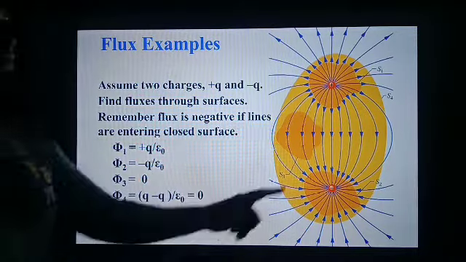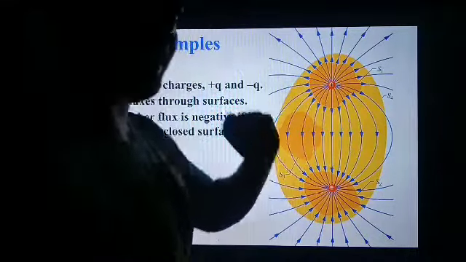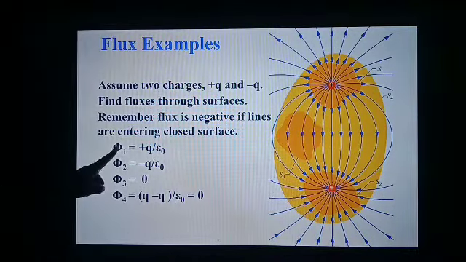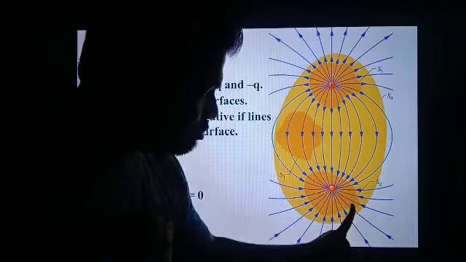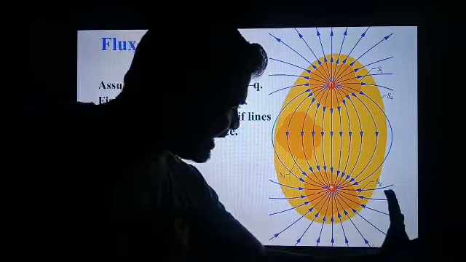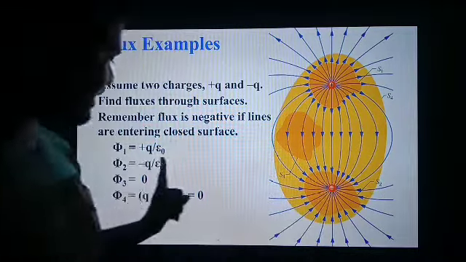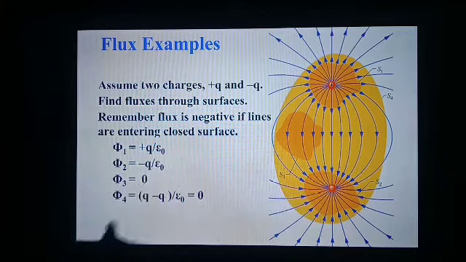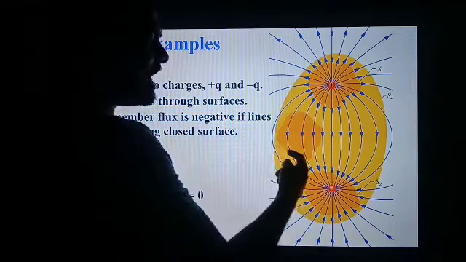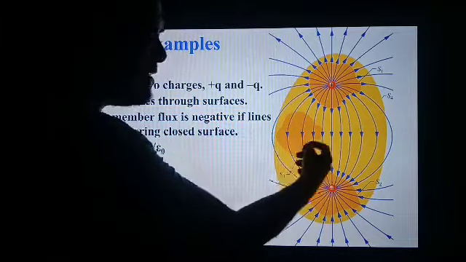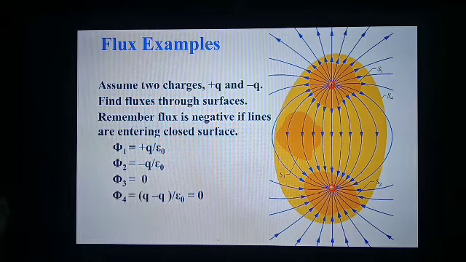First we will find the electric flux passing out from the surface S1. So phi 1 is equal to plus Q upon epsilon naught. For surface 2, because the electric flux lines are going inside the surface, it must be negative. What is the charge enclosed? That is Q divided by epsilon naught from the Gauss theorem. Now the third surface. In this surface, no charge is enclosed. If no charge is enclosed, Q is 0, so the electric flux will be 0.